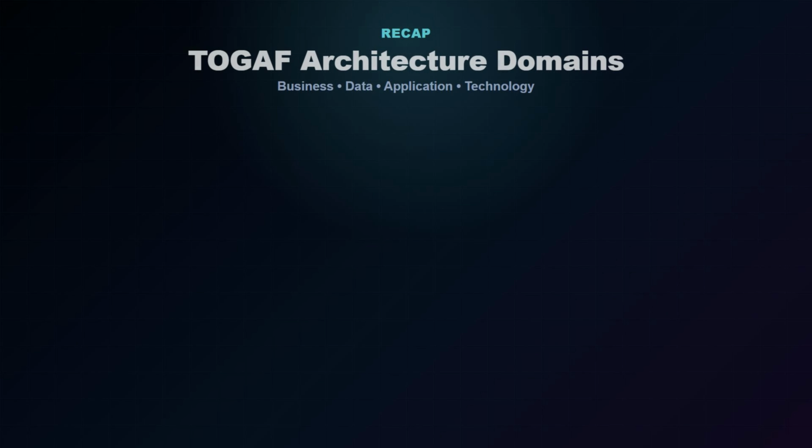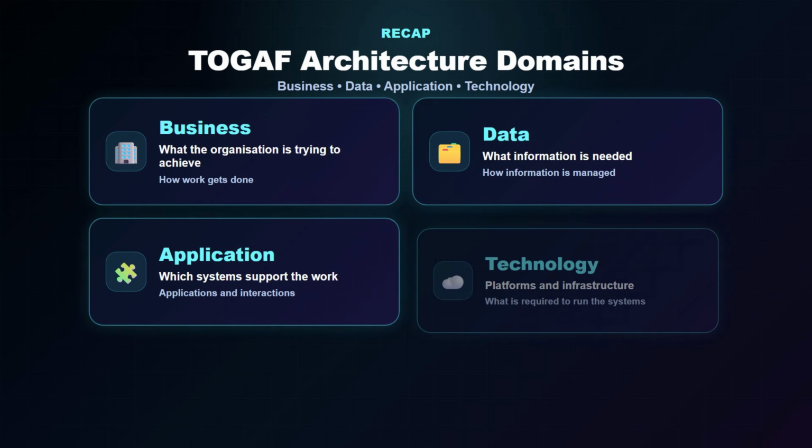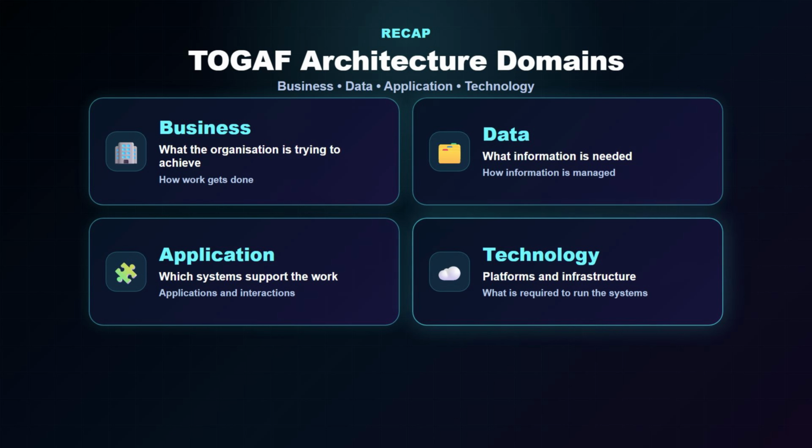So to recap, TOGAF uses four main architecture domains: business, data, applications, and technology. Business architecture explains what the organization is trying to achieve and how work gets done. Data architecture explains what information is needed and how that information is managed. Application architecture explains what systems support the business process. Technology architecture explains the platforms and infrastructure required to run those systems.